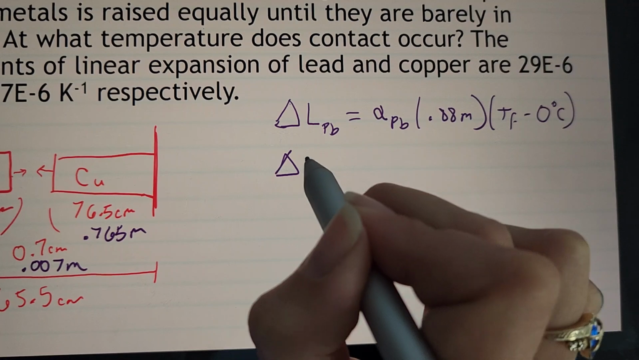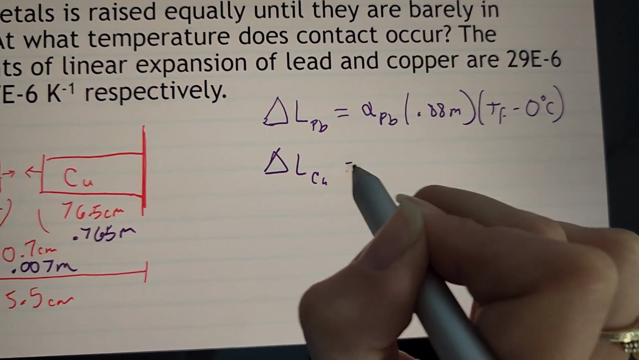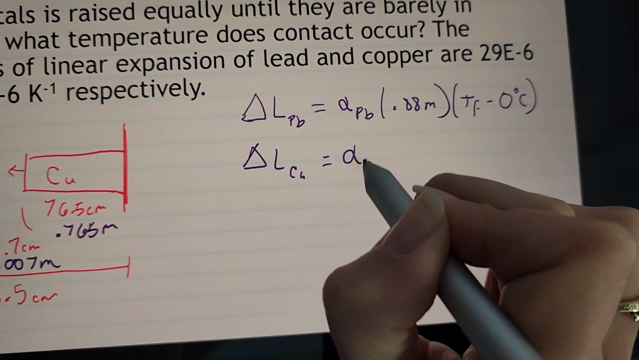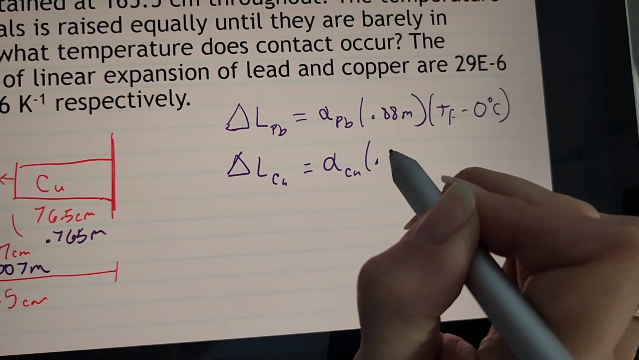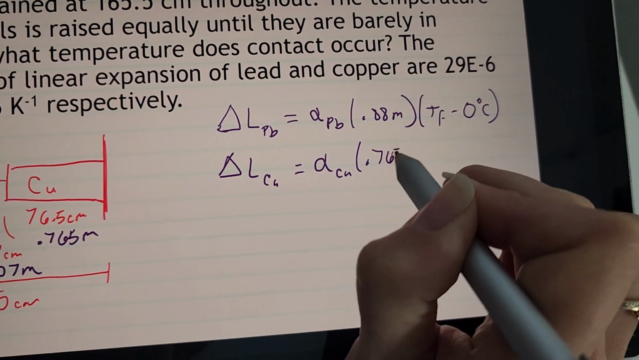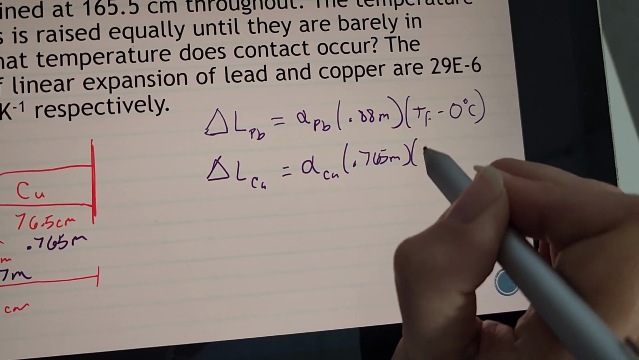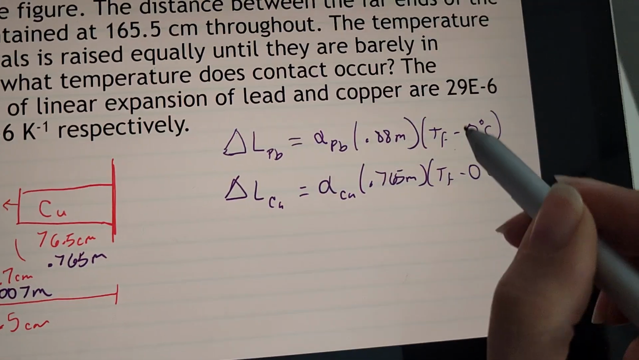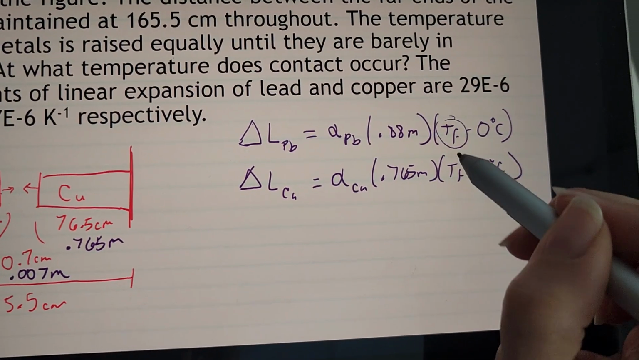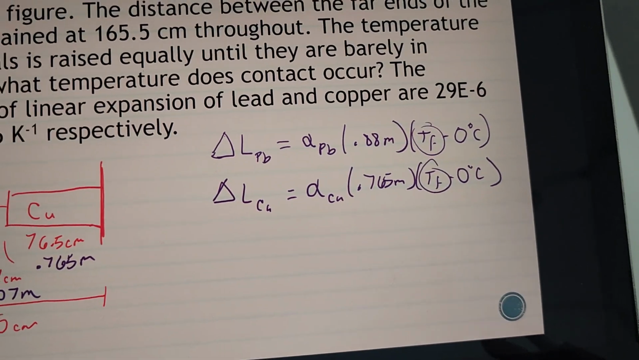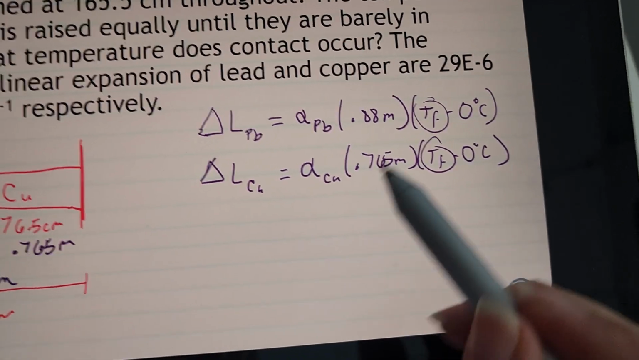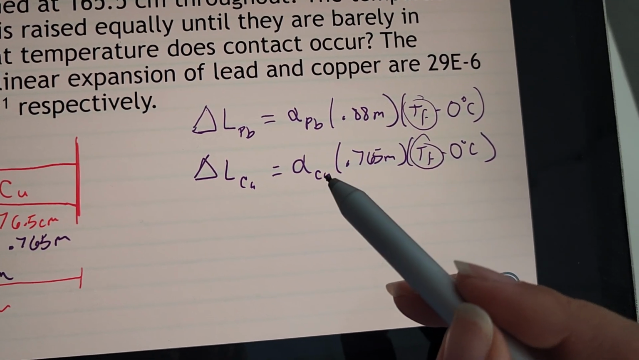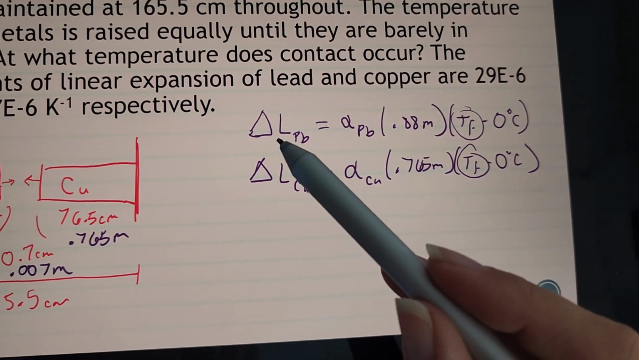The other equation is going to be the change in length of copper, which is equal to the coefficient of copper times its initial length, 0.765 meters, times the final temp minus 0 degrees Celsius. Now since these two are connected through the final temperature, that means that that is going to be the same for both of these. We're going to set these two equations equal to each other and then develop just one unknown variable that we can solve for.